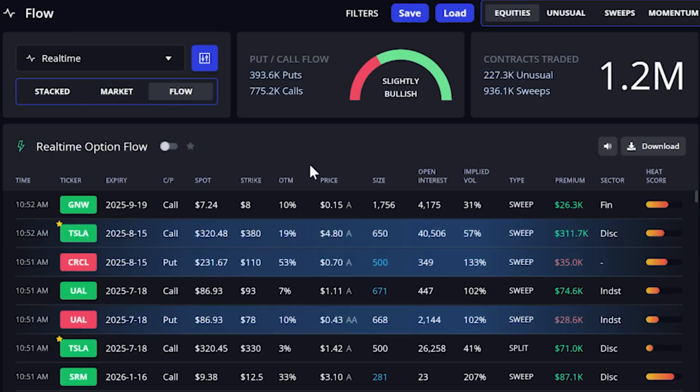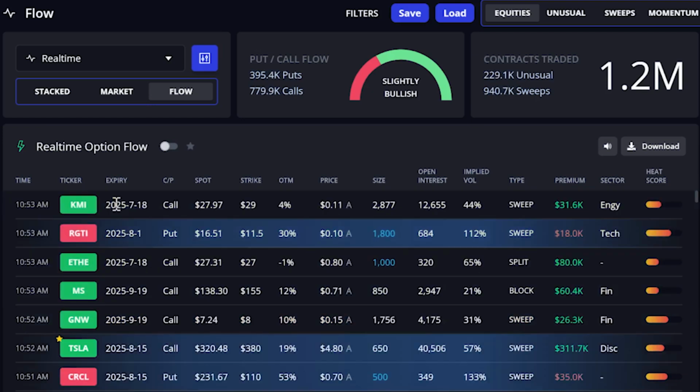Looking at the more generic option flow feed here, this is again pulling in all options activity with premiums over $10,000 in a single trade. What's really nice about this is it gives you a real-time update of what's happening in the market right now. These are real-time trades from the exchanges, so this is activity going on throughout the trading day, and it updates in real time automatically.